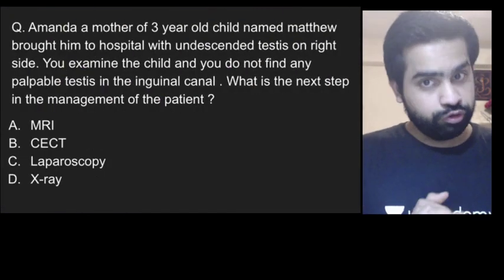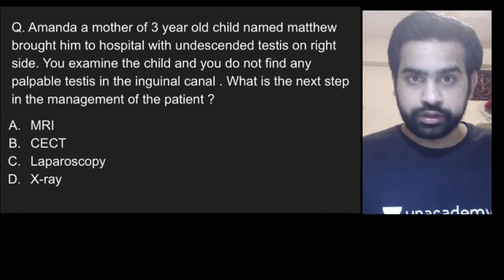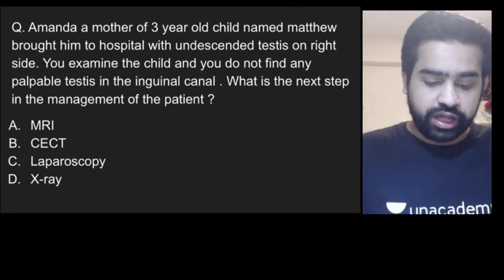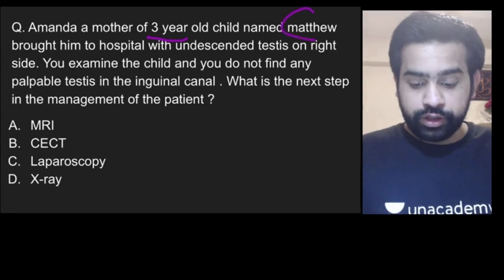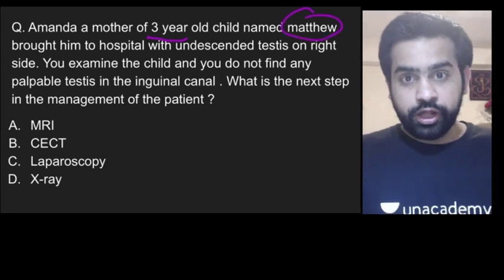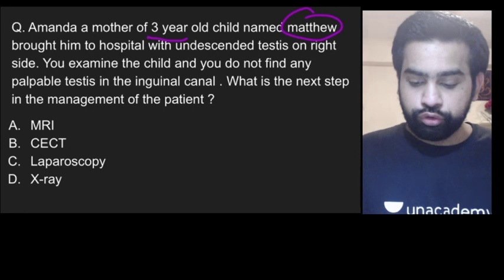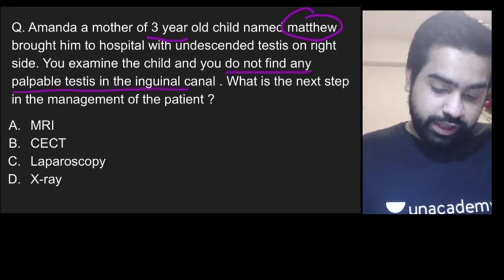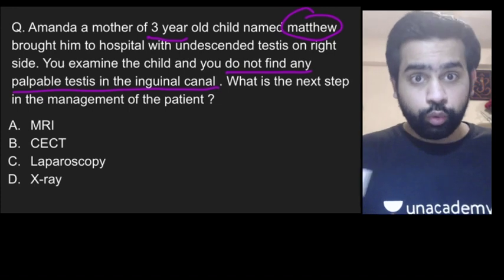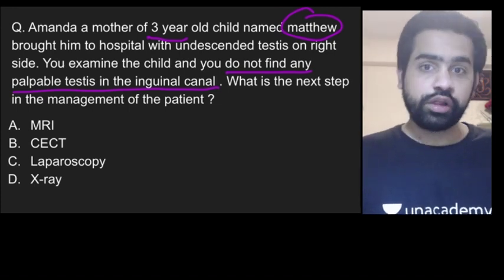So we have the clinical scenario over here that there is a mother, Amanda, and she has brought to you her 3-year-old child, Matthew, who is having an undescended testes. When the mother brought the child to you, you tried to palpate the testes, but you did not find any palpable testes in the inguinal canal. What is the next best step in the management of this particular patient?